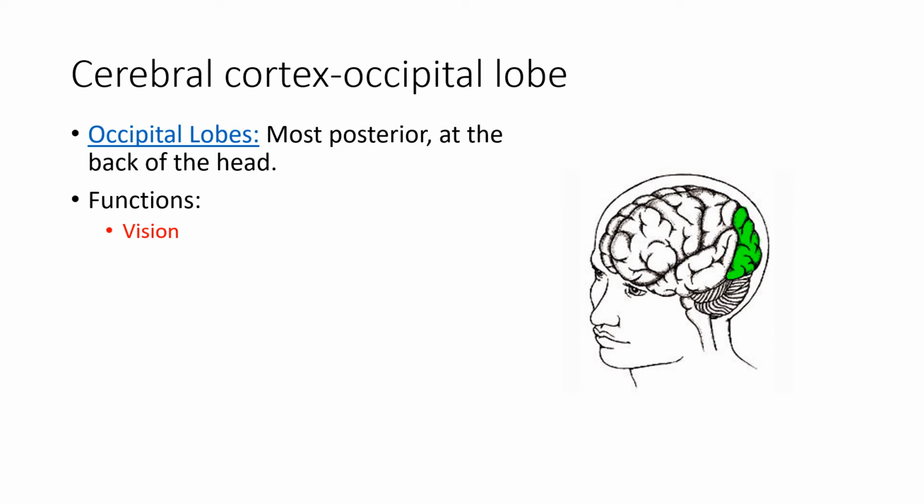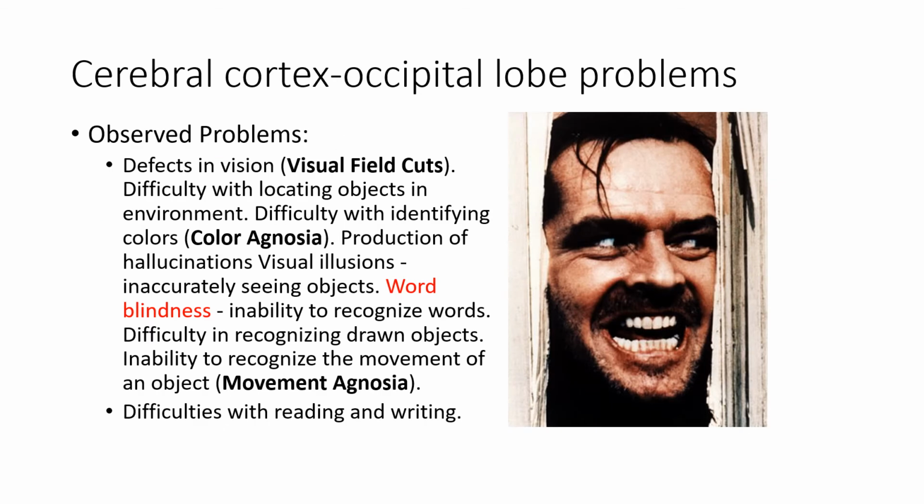Then we get to our occipital lobe. This is at the very back of your head. The whole purpose of that occipital lobe is your vision. So it is going to be attached with nerves directly to your eyes. If you have issues with your occipital lobe, you could have defects in vision. So if you're blind in a certain eye or color blindness, blurriness, anything like that could be attached to issues with your occipital lobe.